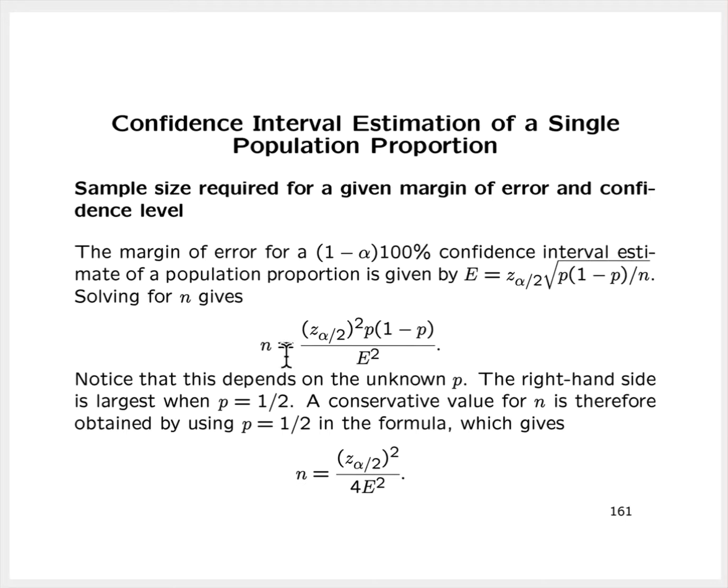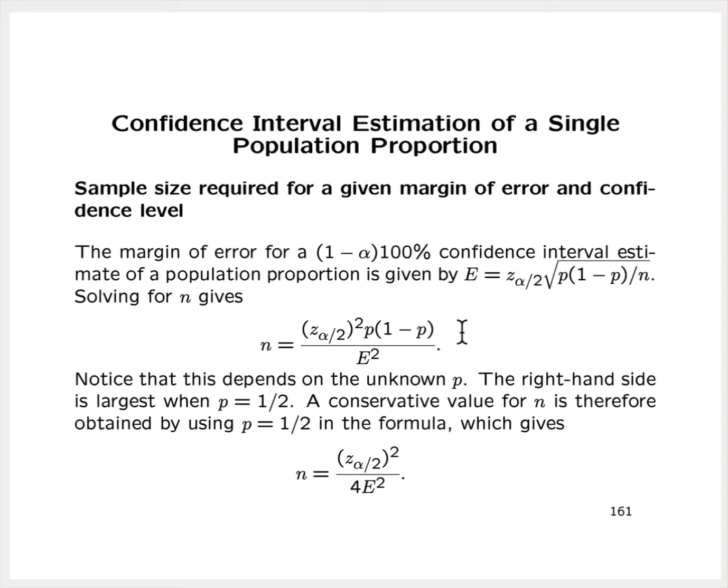Now, again, we want to come up with a value of n that we can use when we select our sample. But notice that this formula for n depends on p, which is unknown. P is the value that we're wanting to estimate using a confidence interval, and so we don't know it. With that there, we can't calculate this exact sample size.